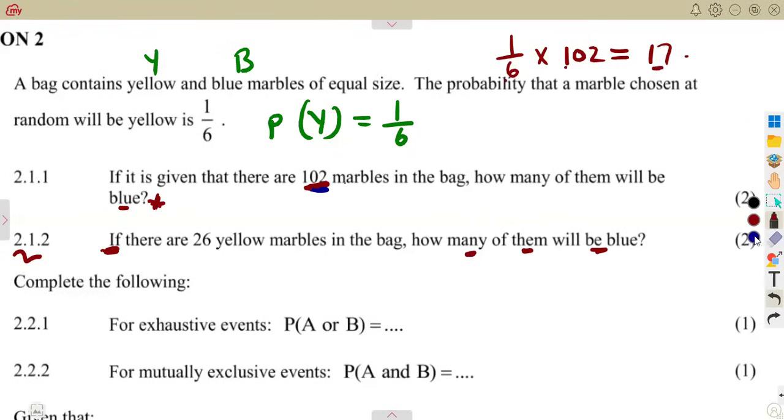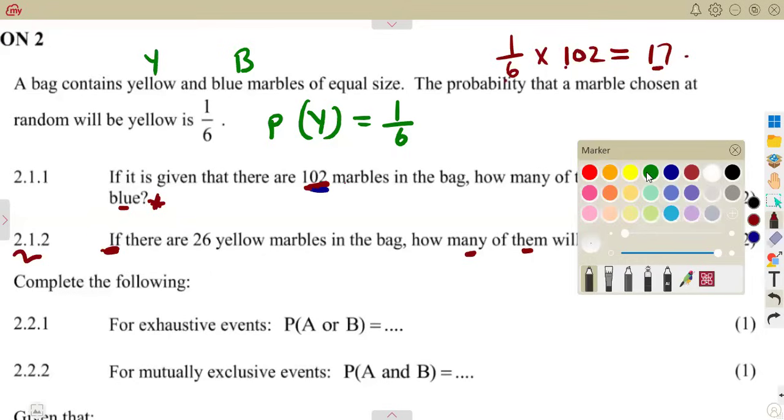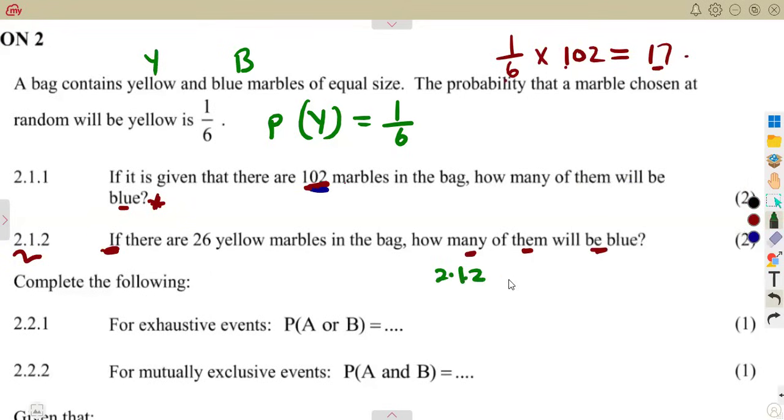But this time, it just changed. But the concept is not going to change. It means the probability of 1 over 6 times the total, which this time we do not know. And the total is not going to be 102 because that was on that question. Now it's another question, so we do not know the total here.